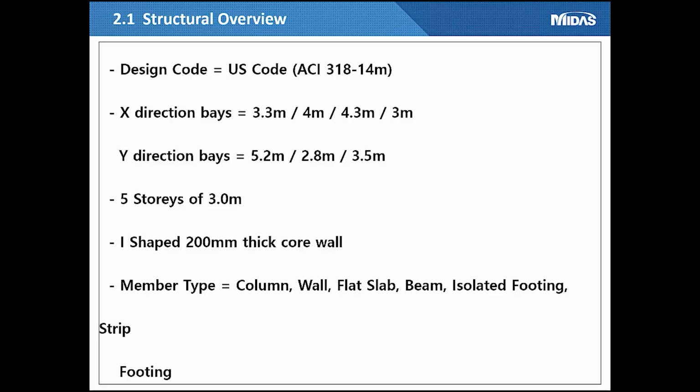Structure design overview. The design code is applied to ACI American code. It is a 5-story structure with a height of 3 meters each floor. The members are composed of column, wall, flat slab, beam, and foundations.